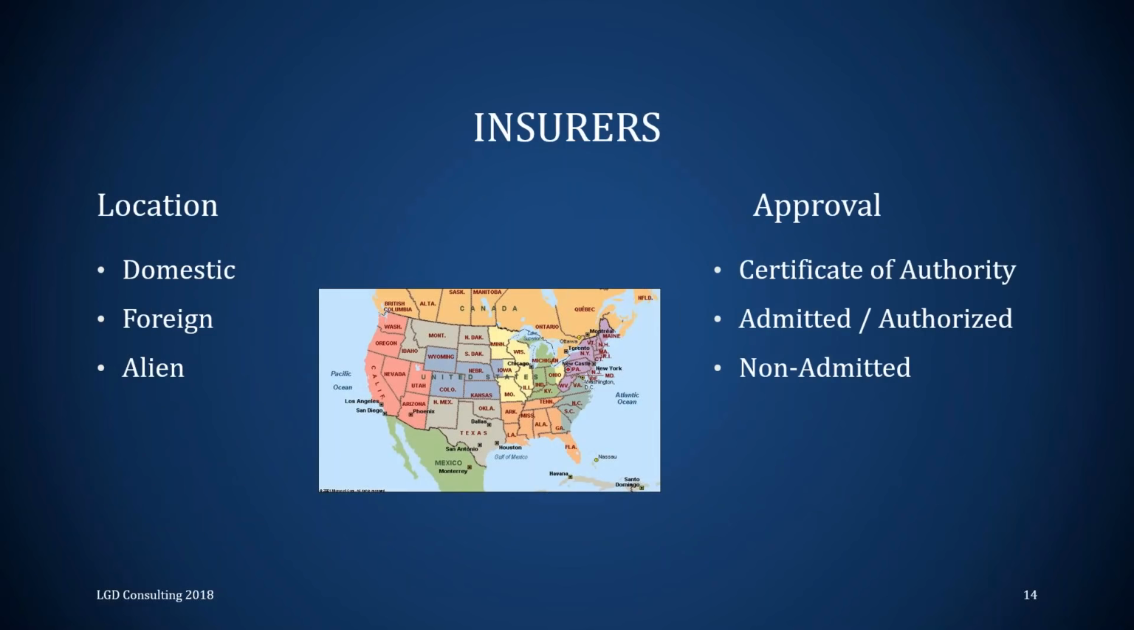Okay, so insurers, location: domestic, foreign, or alien. Domestic means the insurance company originated in the state that you're in right now. Again, we're in California, so if an insurance company originated or organized in the state of California, we would call them a domestic insurer. So if we're dealing with an insurance company that originated outside the state of California, they would be foreign. Farmers originated here in California, but New York Life is based in New York. So here in California, New York Life would be a foreign insurer. They originated outside the state of California.